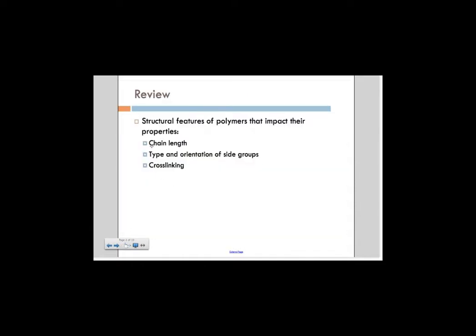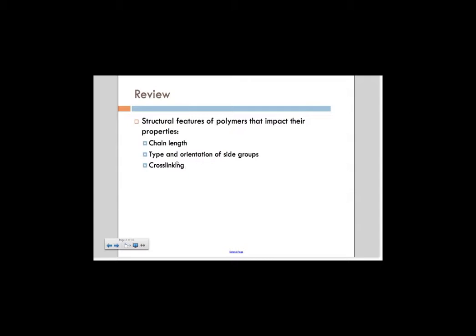Okay, just to review, when we talked about addition polymers, there are some key structural features you want to look at in polymers to identify how they will affect your properties. And whether we're talking addition or condensation, these general characteristics still hold true. So chain length is always going to increase the melting point or boiling point of those polymers. The type and orientation of your side groups, so that cis-trans relationship or isotactic versus atactic orientation, still applies to condensation polymers.